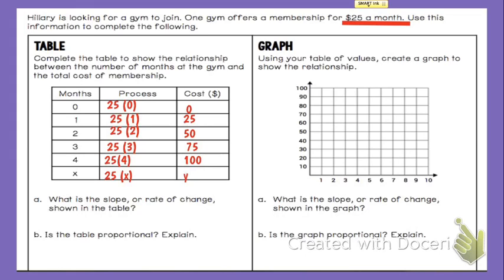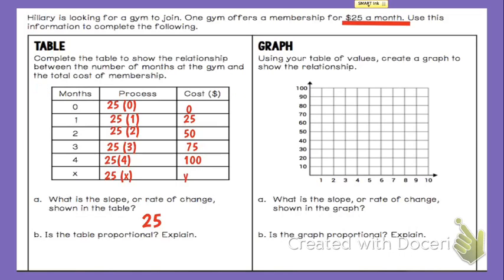So what is the slope or rate of change shown in the table? Well, the slope or rate of change is 25. As you can see, the difference between $25 and $50 is 25, and $50 to $75 is $25 as well. So just to make this a little bit easier to understand, your months is x, your cost is y, okay? So if we go for 4 months and we multiply that by our slope, we get a total cost of $100.